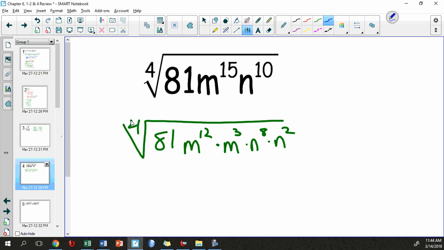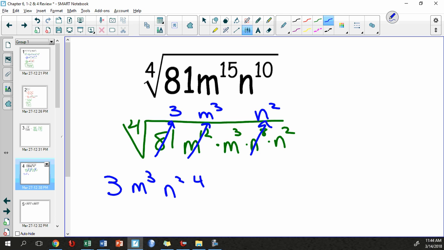Okay, so now, what is the 4th root of 81? What is the 4th root of m to the 12th? m cubed. What is the 4th root of m cubed? Doesn't work, so I leave it inside. The 4th root of n to the 8th, and the 4th root of n squared. So I'm left with 3m cubed n squared times the 4th root of m cubed n squared.